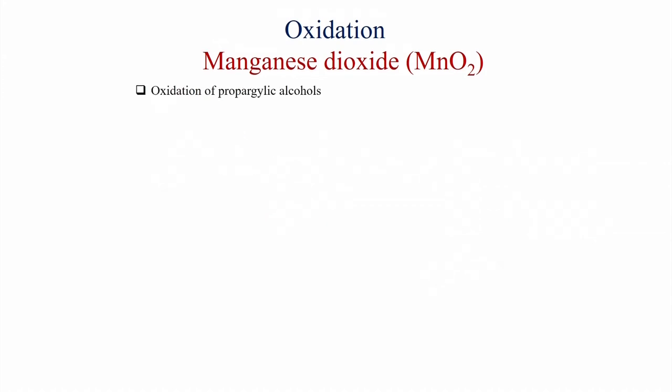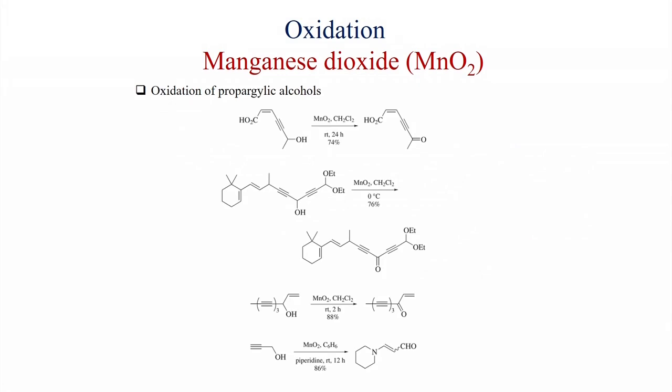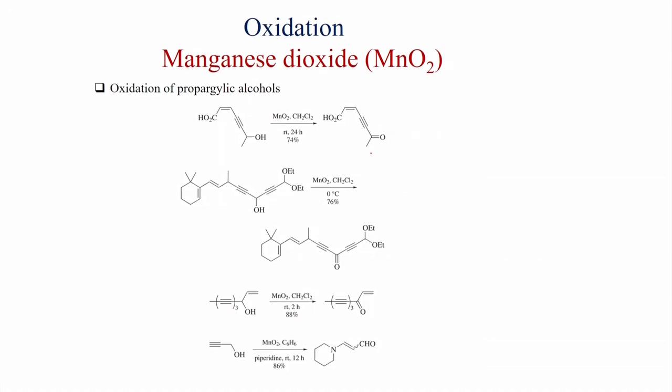Also oxidation of propargylic alcohol is possible, like this secondary propargylic alcohol under MnO2, chloroform, room temperature condition, it gives the ketone in 74% yield. Also dipropargylic secondary alcohol with MnO2 gives the ketone in good yield. Here this secondary alcohol is both allylic as well as propargylic, and with MnO2 it gives the ketone in very high yield.